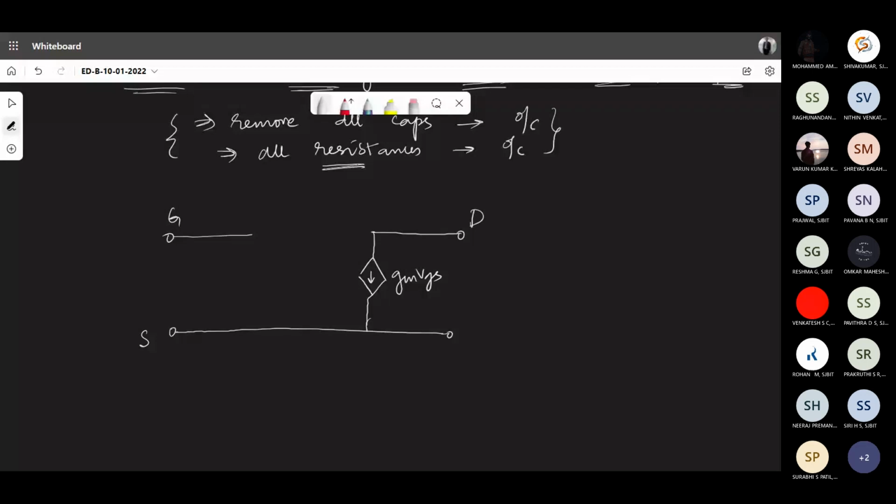Next is to get to know the frequency limitation factor and what is called the cutoff frequency, which we shall understand in the next coming class.